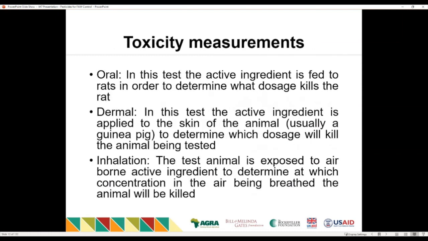Next. So like I already spoke, there are different ways of doing this. We do it orally, in other words, feeding the substance to the rat. We do it dermally by applying it to the skin, and we do it by inhalation, by getting the rat or the target organism to breathe in air in which this active ingredient is present. There are other toxicity measurements that are looked at, and if I can have the next slide, please, we'll look at those.